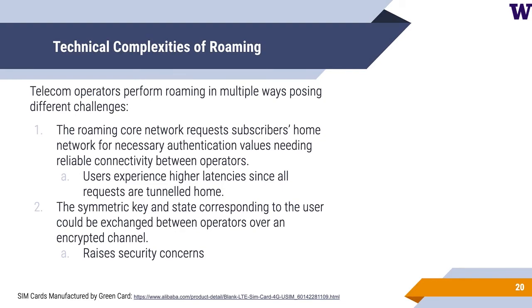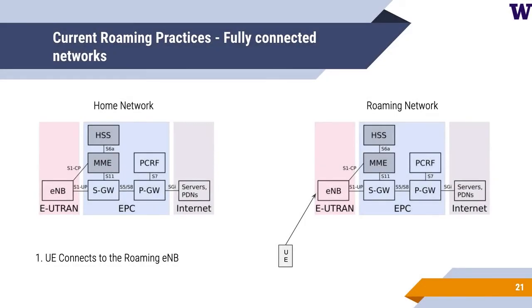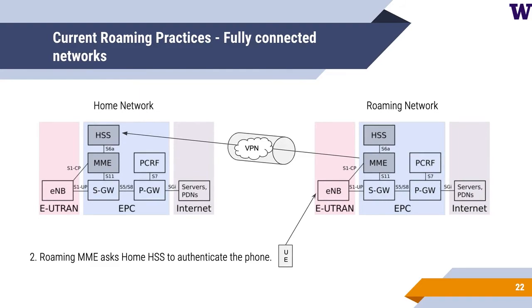What makes roaming complex is the need to authenticate a user who does not belong to the network and grant them access to the network infrastructure. Typically, this is done by tunneling all the requests from the roaming network to the subscriber's home network, which results in higher latencies. Another way would be to exchange the symmetric keys between the telecom operators over an encrypted channel, which raises serious security concerns. Additionally, this needs the network cores to be fully available and connected when a user device connects to the roaming network. The authentication should be done by the home network, and the roaming network trusts that the home network has done the authentication correctly.